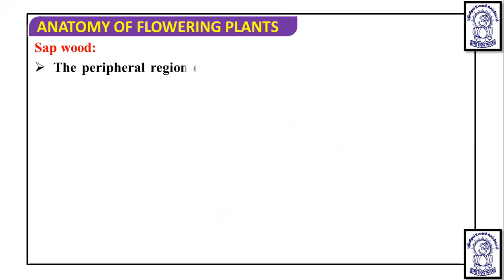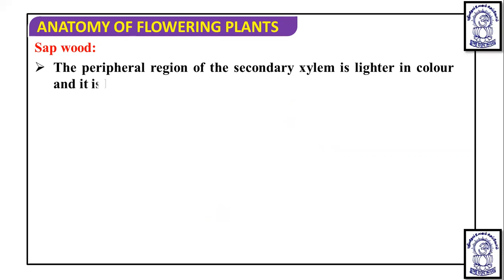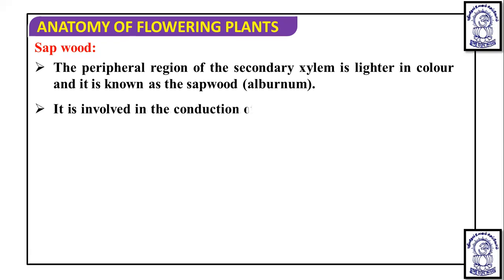Now the other is the sapwood, which is the peripheral region of the secondary xylem. This peripheral region of the secondary xylem is lighter in color, and it is known as sapwood or albumen. It is lighter in color, and it is involved in the conduction of water and minerals from root to the leaf.